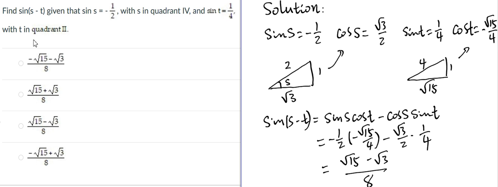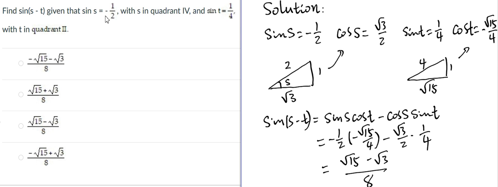Now, let's look at the question. Find sine of s minus t, given that sine s is negative 1/2 with s in quadrant 4, and sine t is 1/4 with t in quadrant 2.